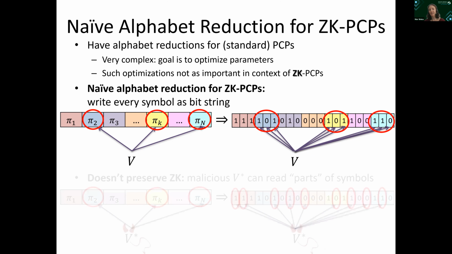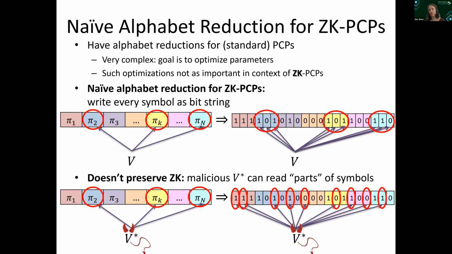The main issue here is that this naive alphabet reduction doesn't preserve zero knowledge. Before, the malicious verifier had to read full symbols. Now a malicious verifier has a larger budget, right? Instead of 3 queries, it can make 9 queries. It's not restricted to querying full symbols. And actually, a malicious verifier won't read full symbols. It will read some subset of bits from many symbols, and potentially a malicious verifier might be able to read a bit from each and every symbol of the proof, which means we cannot use the zero knowledge of the underlying zero knowledge PCP.